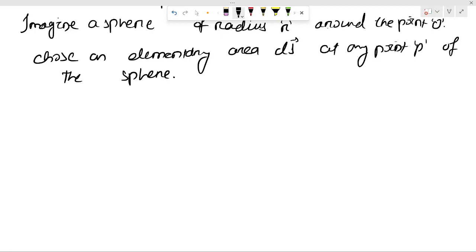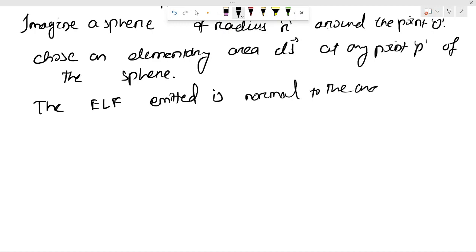So what did I do? I chose a plus Q charge in free space at point O. I have considered a sphere of radius r around point O, and now I have chosen the elementary area ds at the point P of the sphere. So the electric lines of force, I am writing it as ELF, you have to write it as electric lines of force, emitted are normal to the area. You have to consider it.